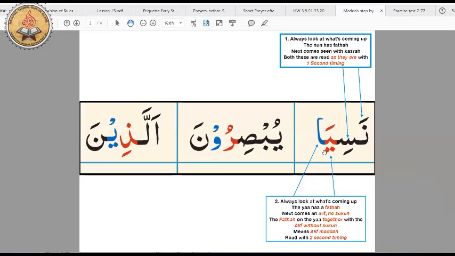Excellent. How do we know it's an Alif Madda? Because it's highlighted in blue. Excellent, very good. Now, if it was not highlighted in blue, we would know that it is an Alif Madda because it is a blank Alif, okay? An Alif without a sukoon, and it follows a letter which has a fatha. Makes sense? Next comes an Alif, no sukoon. The fatha on the ya together with the Alif without a sukoon means Alif Madda, and it will be read.